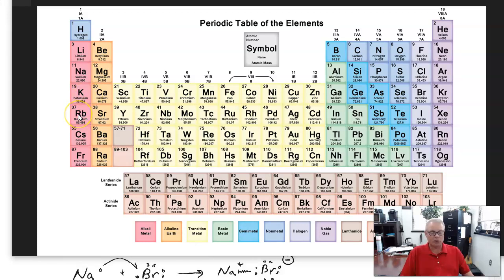What do you think is going to happen with rubidium? Well, it's probably going to lose an electron and have 36 just like krypton, and so it's going to have a +1 charge. Have you ever heard of rubidium before? Do you know anything at all about rubidium? You do. You know it forms +1 ions. How do you know that? Because of its position in the periodic table.